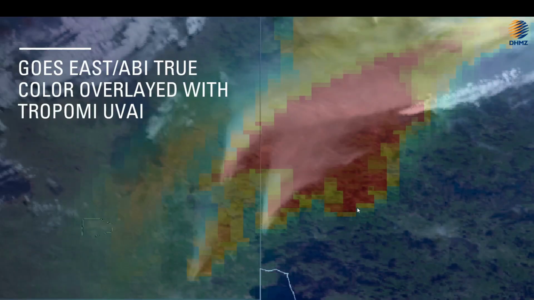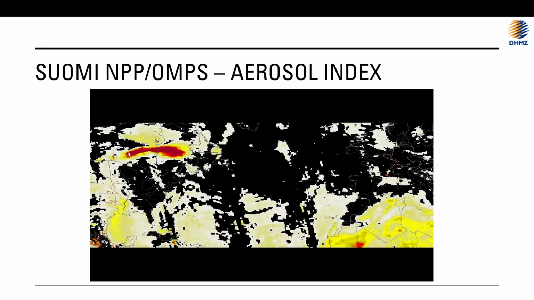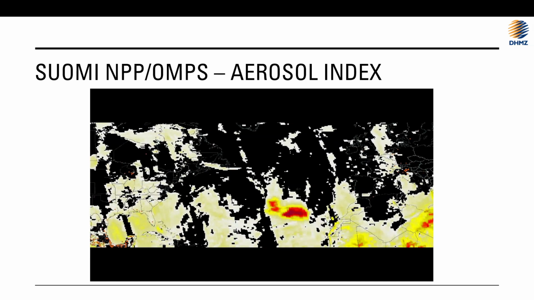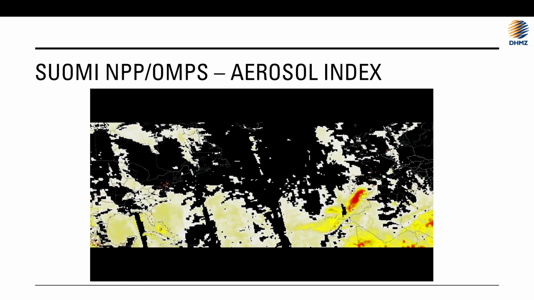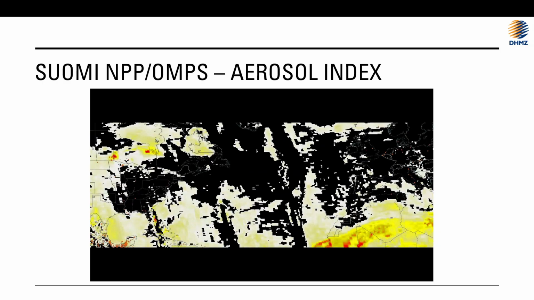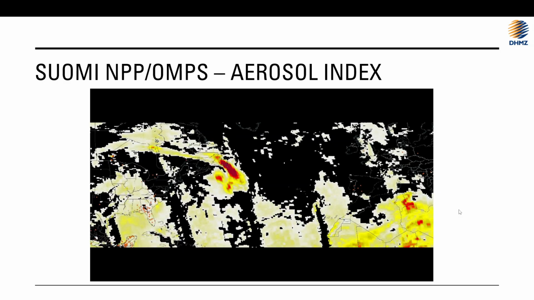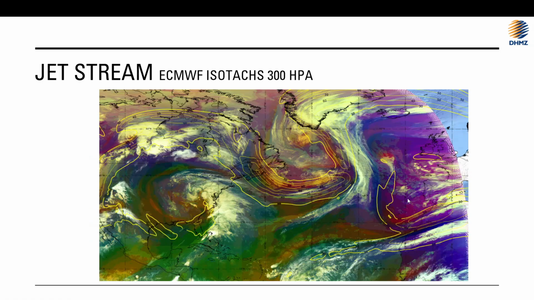And here, if we overlay the UVAI product from TROPOMI with the GOES East, we can see clearly that the smoke on May 13th produced this large aerosol injection into the atmosphere. And the same thing can be seen also on the Suomi aerosol index imagery. So the path is clear. And then it continued on across Turkey and went into Asia after May 19th, May 20th.